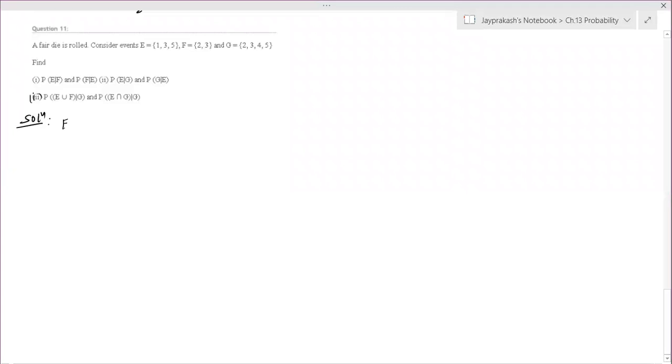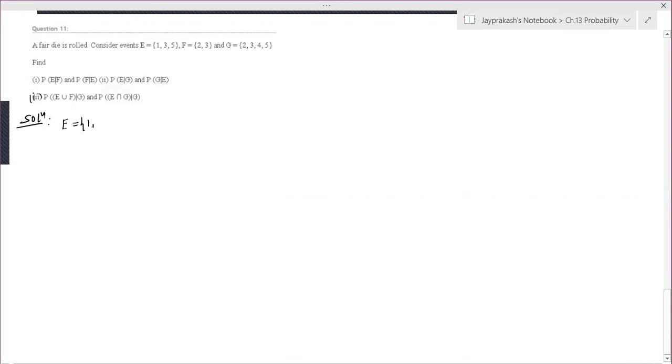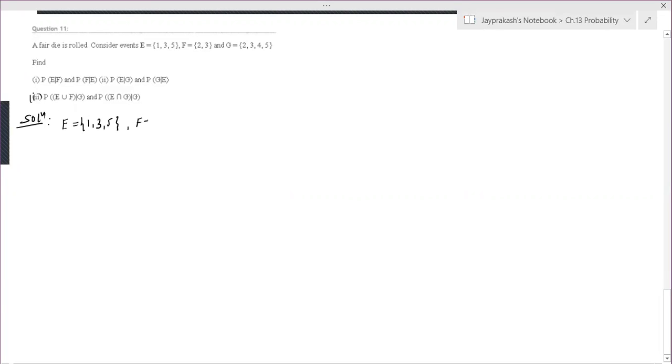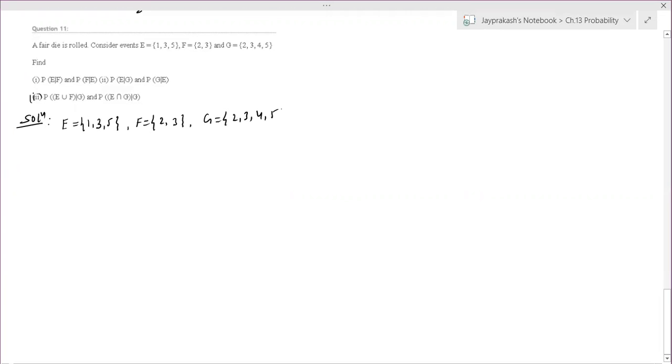So we are given the values: E is 1, 3, 5, F is 2, 3, and G is 2, 3, 4 and 5. So before calculating all this, let's consider the fair dice toss. Its sample space will be 1 to 6.